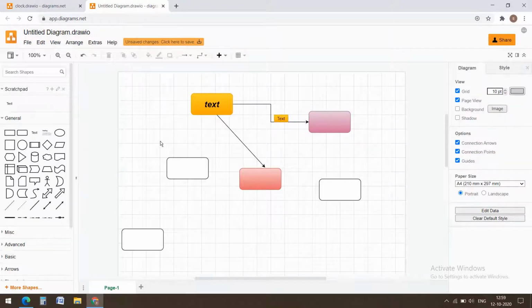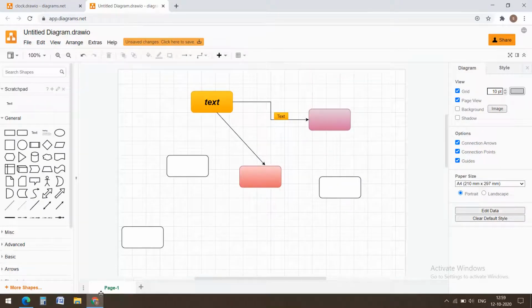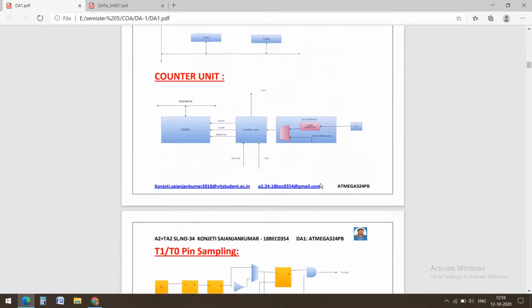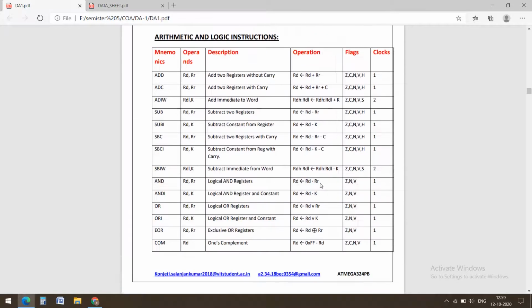So this is a simple tool, but the only thing is it consumes a lot of time to create all the diagrams that we have used there. All these diagrams I have created from there, so it took a lot of time.